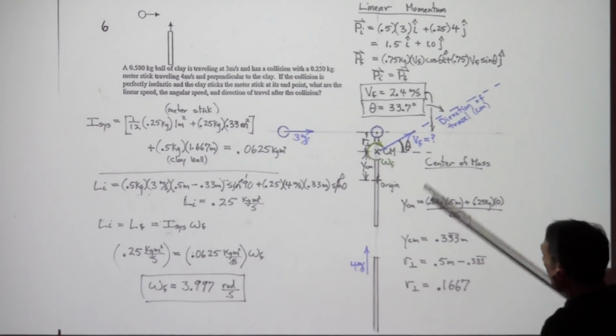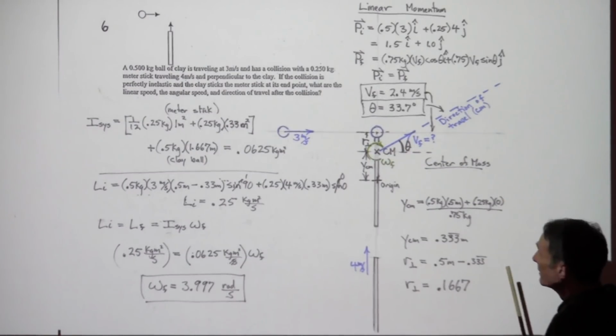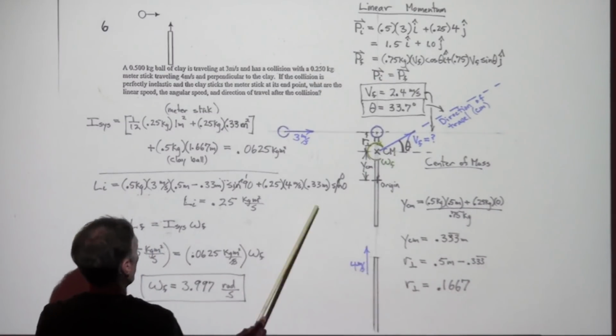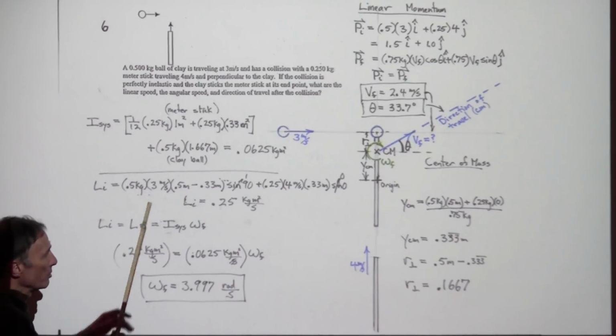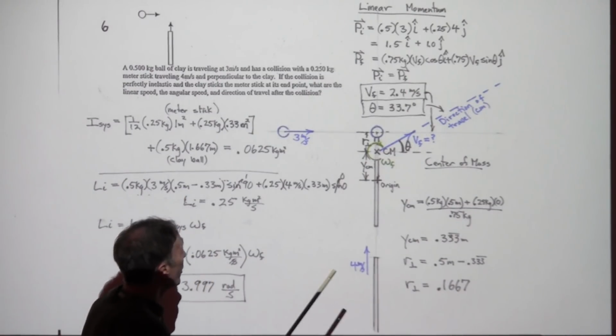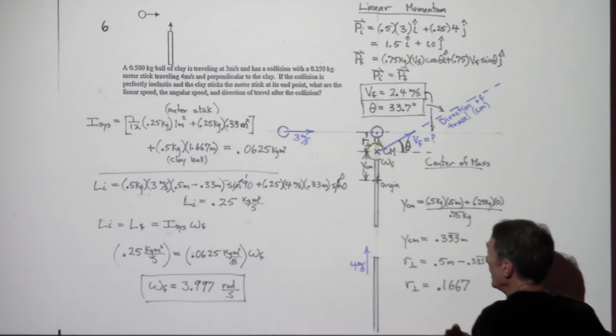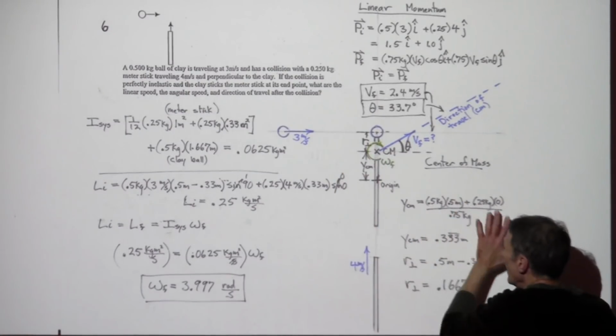Now the more difficult one is going to be this idea of the moment of inertia, and we've got to think of this like a puzzle, we've got to start to lay it out here. We're going to need to find where that center of mass is, so we need to do a center of mass problem.